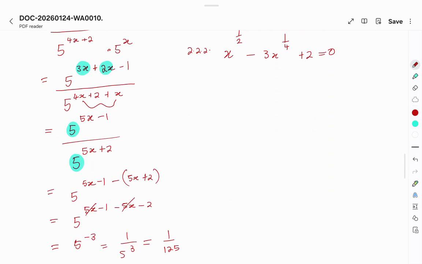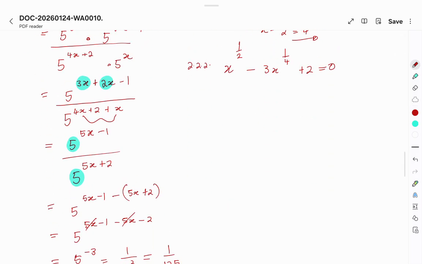Okay, for this one, you can totally see that I have those two exponents. You know that if you say 2 times 1 over 4, you'll get what? You'll get 1 over 2. So meaning here I have the square root of that one. So it's like I have x to the power of 1 over 4, that is squared, minus 3 times x to the power of 1 over 4 plus 2, that is equal to 0.